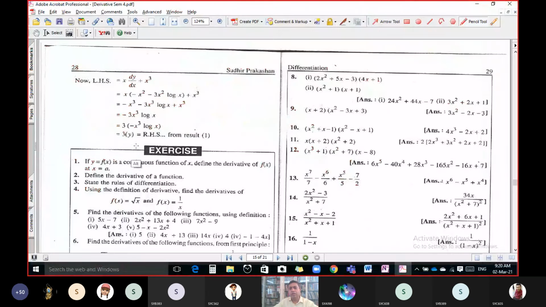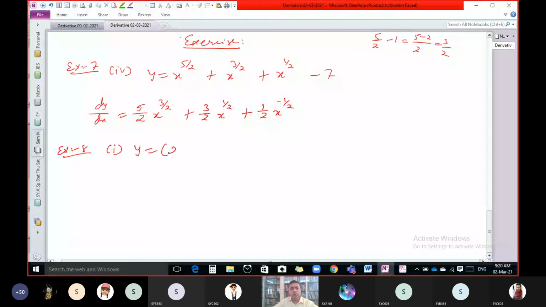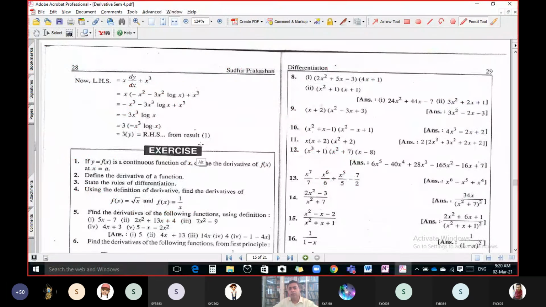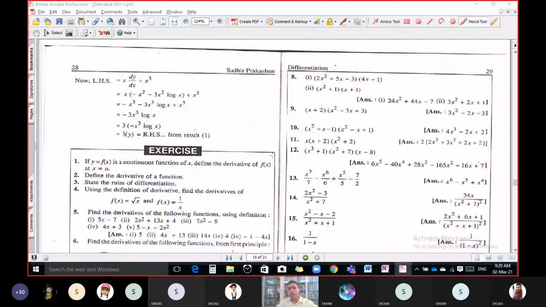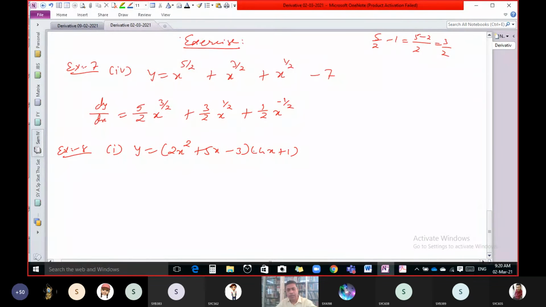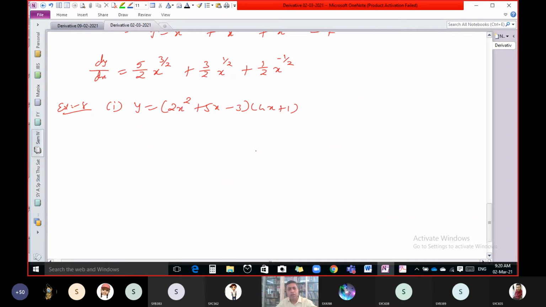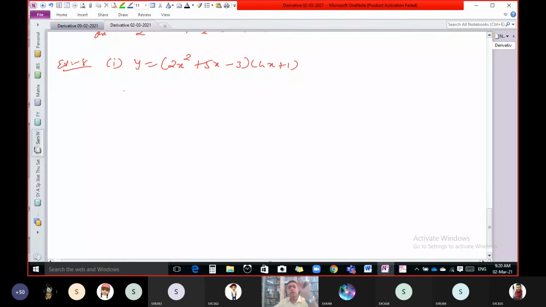First one. y equal to 2x square plus 5x minus 3 and 4x plus 1. There are two ways to solve this question. Listen, there are two methods to solve this question. First one, simplify these two brackets. Simplify this. Means open these two brackets.